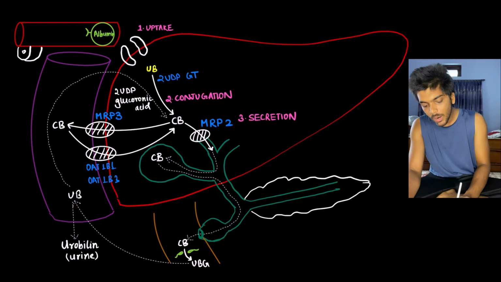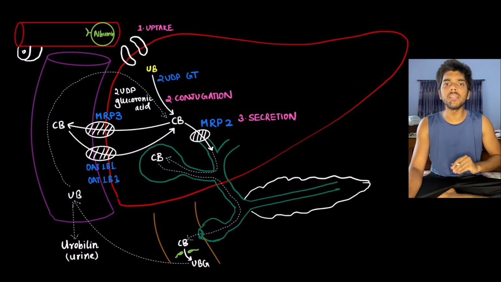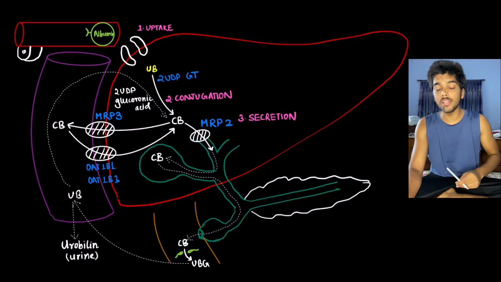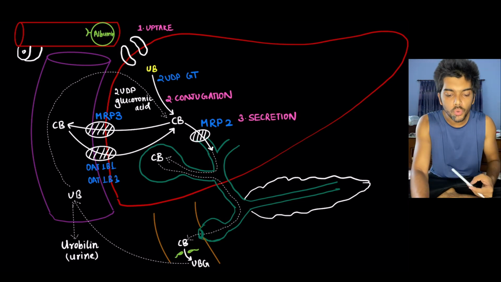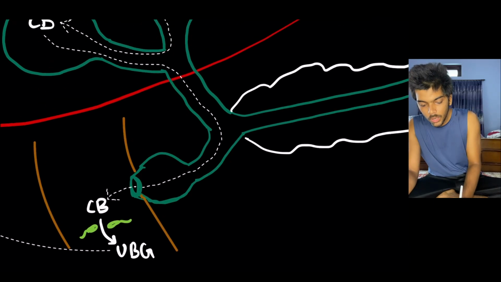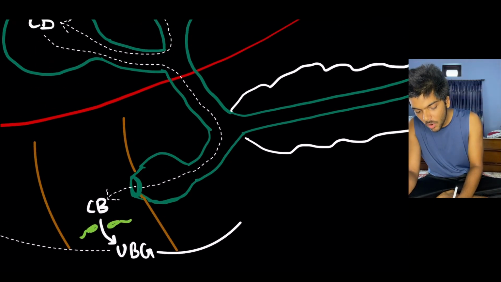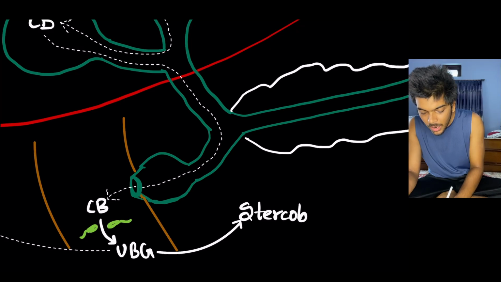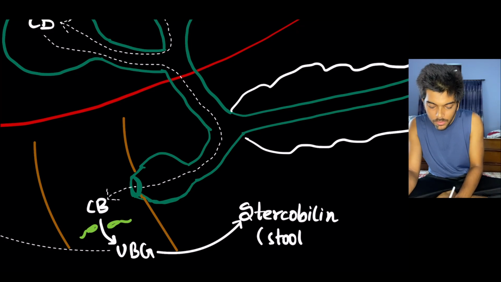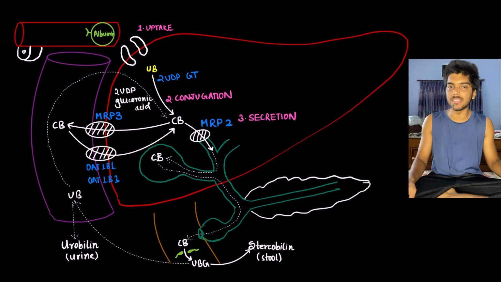Okay. What about the urobilinogen present within the GIT? It comes out as well. Yes, it comes out along with stool. So in stool, urobilinogen gets oxidized to stercobilin, and stercobilin provides stool its characteristic brown color. So that's it. That's the end of the story. Let me revise the whole thing for you with the help of a flow chart.